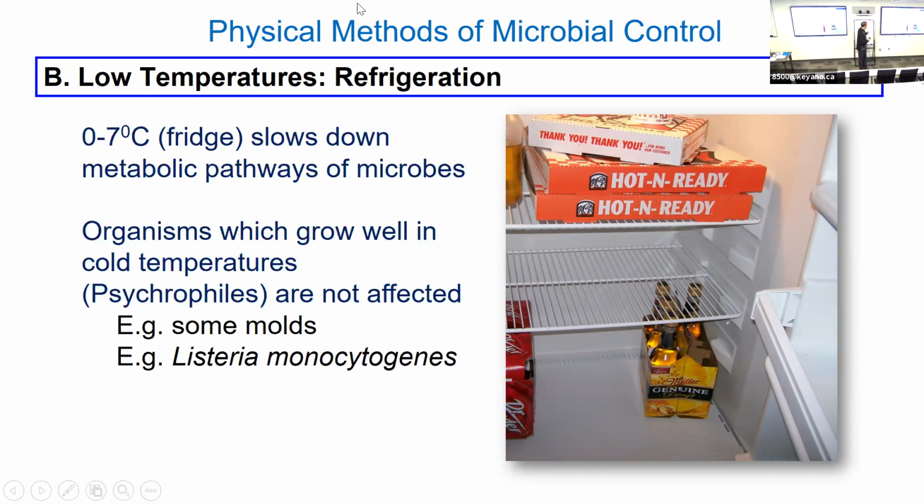Some things grow well in fridges, and the two things we talked about before are molds and listeria. It's more of a concern for the food industry than the medical industry generally, but fridges aren't doing much. They're not sterilizing things, they're just keeping things fresh a little bit longer, just stretching out the lifespan of something.